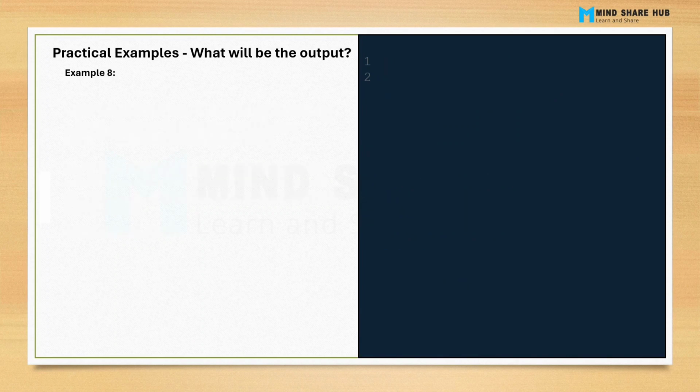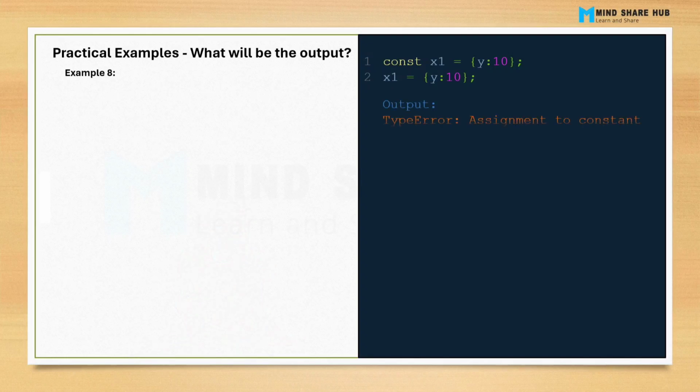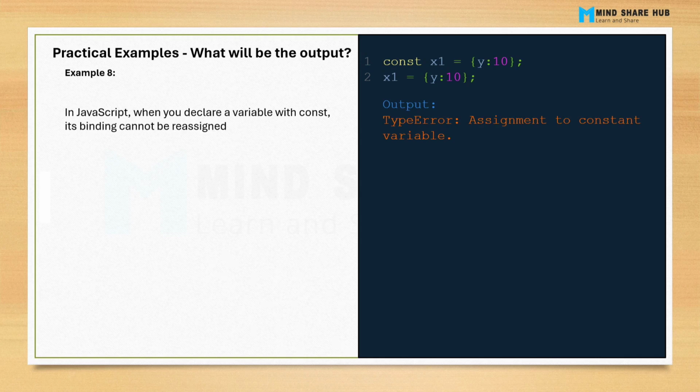Example 8. In JavaScript, when you declare a variable with const, its binding cannot be reassigned.